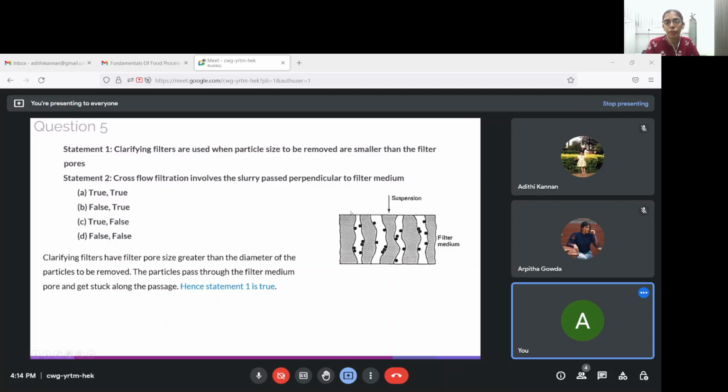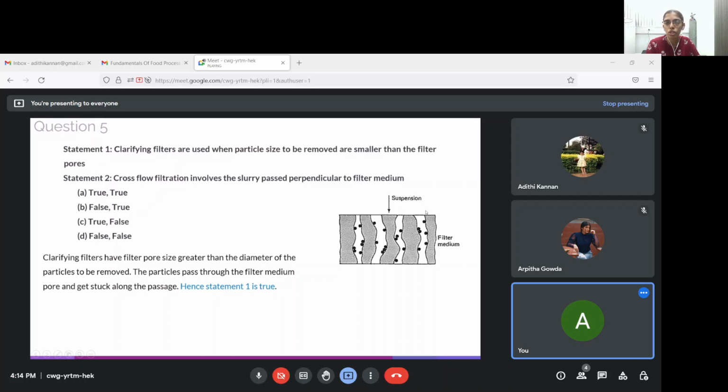Instead of being accumulated on the top itself, the particles pass through the filter and get accumulated inside the pores, inside the passage of the filter medium. So the clarifying filters are different from sieves, the screens that you see for separation. Screens will have a smaller pore than your particle size.